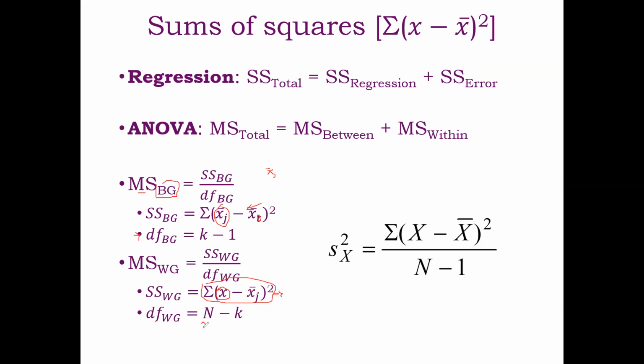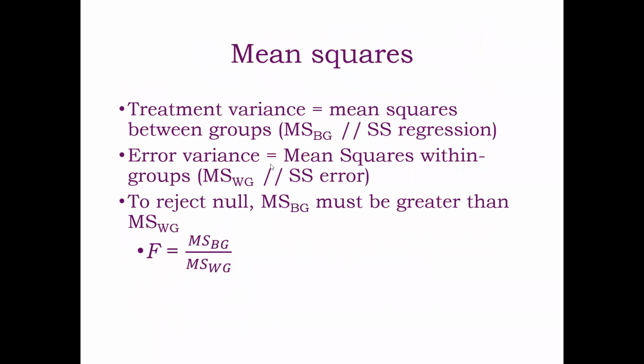This is everybody in the experiment. This is number of groups or levels of the independent variable, all right? And this right here is just variance, right? So mean squares. Treatment variance is also another way of talking about the mean squares between groups, okay?